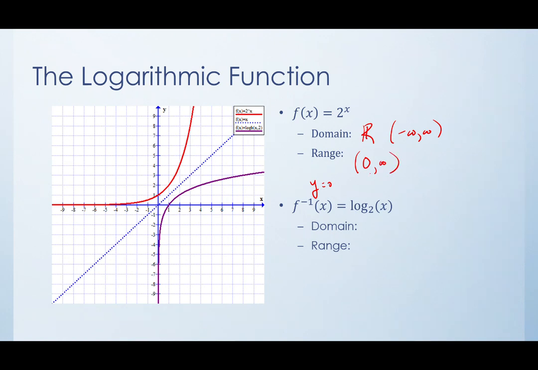And hopefully you remember the relationship of the domain and range between functions and their inverses, that the domain and range swap places, right? And that makes sense because x and y are swapping places, right? So my domain for the log function, log base 2, is going to be 0 to infinity, which we see here, right? We have a vertical asymptote now at x equals 0, up and down.